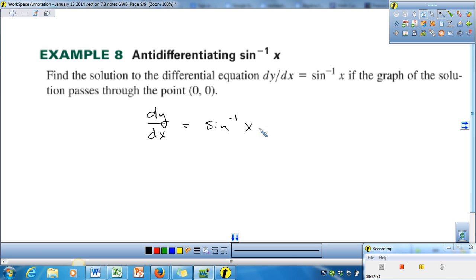How do we solve differential equations? Not yet, not yet. Something we have to do first. We're looking for y. But we've got y's and x's combined here, so the first thing we need to do is separate the variables. So we get dy equals sine inverse of x dx. Now we can integrate each side. Oh, that's ugly.